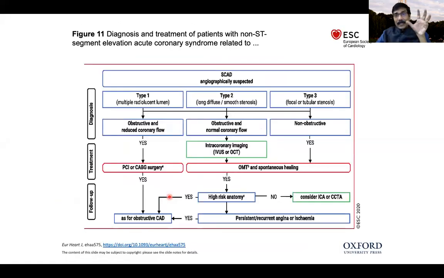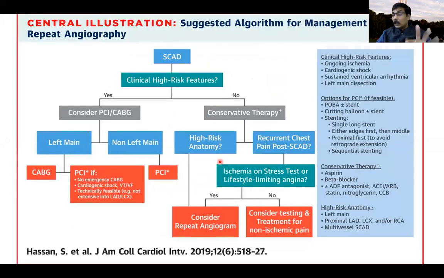Finally, how do you diagnose and treat these patients? For patients who have obstruction and symptoms of obstruction, go for a PCI or a CABG. For those who do not, you can manage them conservatively. The guidance actually did not come from here. It came in a beautiful paper in the JACC last year, which said to look at those patients having clinical high-risk features. What are the clinical high-risk features? Those with ongoing severe chest pain, cardiogenic shock, sustained ventricular tachycardia, or a left main dissection. For these patients, consider PCI or a CABG.